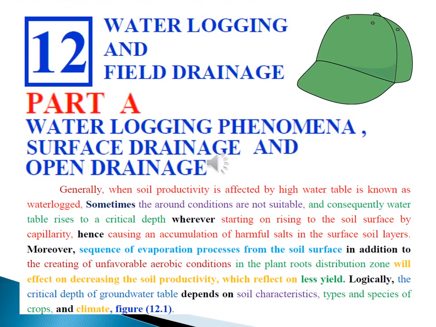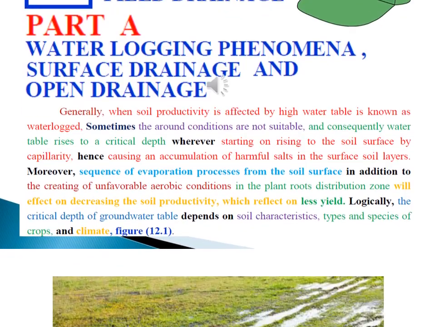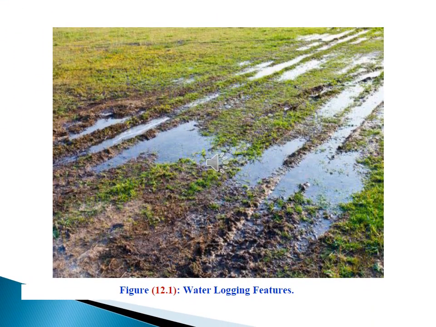My dears, Part A. Generally, when soil productivity is affected by a high water table, it is known as waterlogging. Sometimes the ground conditions are not suitable and consequently the water table rises to a critical depth, starting to rise to the soil surface by capillarity, hence causing an accumulation of harmful salts in the surface soil layer, as shown in the enclosed figure. Figure showing waterlogging feature.